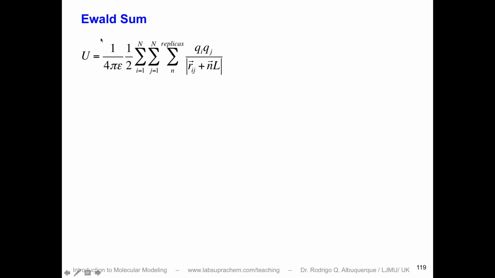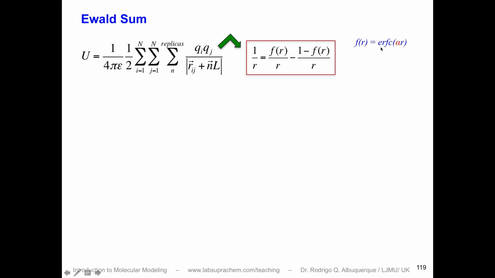One way of solving this expression is by recognizing that 1 divided by r, so here we have distance in the denominator, can be expanded in this form, where we have used a function of r divided by r, and here 1 minus the same function divided by r. Which function would be this f of r? It's the complementary error function of r multiplied by a parameter alpha. Now this complementary error function is given by this expression. So for given x, we just need to solve this integral and put the x value here.